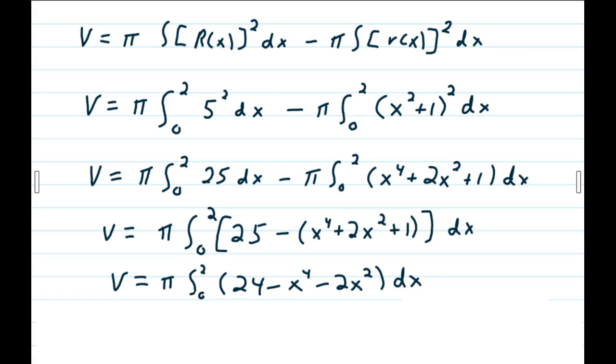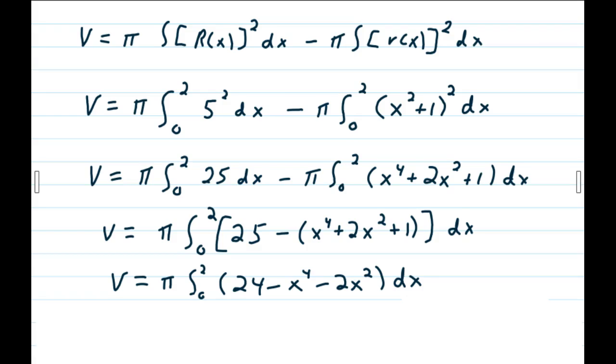And the rest of this is going to be algebra. 25 from 5 squared, x to the fourth plus 2x squared plus 1. Be careful to FOIL that. We have 25 minus, then combining the two integrals together, 25 minus the quantity of x to the fourth plus 2x squared plus 1. Make sure you distribute that negative. Simplify, you get 24 minus x to the fourth minus 2x squared. All the way up to there, all you've done is algebra.